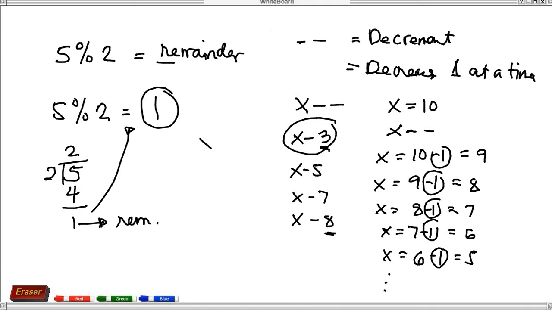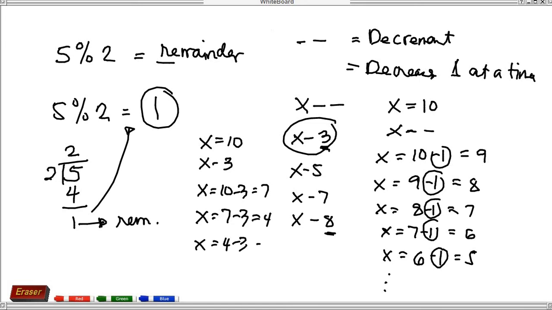So, what will happen here, if x equals to 10, and then you're using x minus 3, so therefore, x equals to 10 minus 3, that will be 7. Then x equals to 7 minus 3, that will be 4. X therefore is 4 minus 3 is equals to 1. Okay? So it will decrease how many? By 3s. Because this is the kind of decrement that you are using.